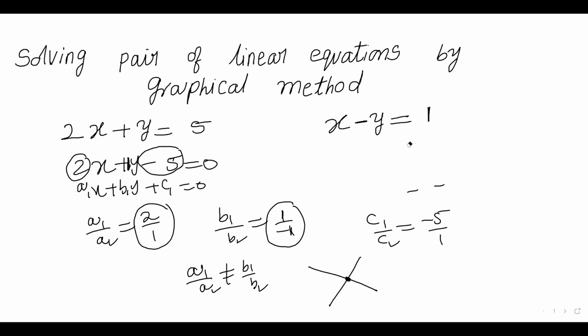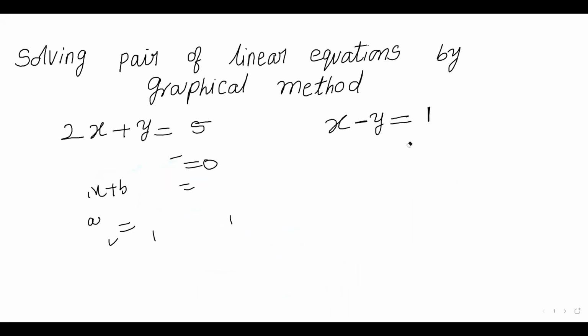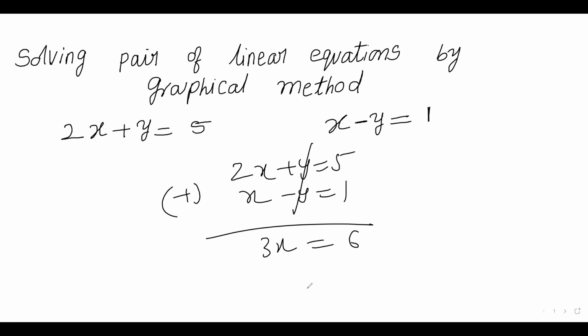I will also show you verification by solving these two equations by the elimination method. Let us check whether we are getting the same answer or not. 2x plus y is equal to 5. X minus y is equal to 1. Both y's will cancel. I am adding both the equations. 3x is equal to 6. X is equal to 6 by 3, which is 2. X is equal to 2.